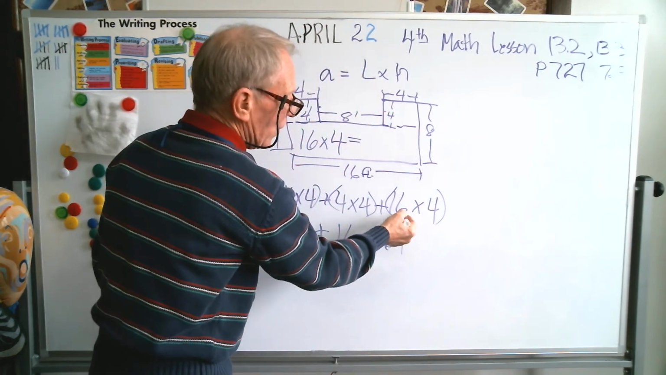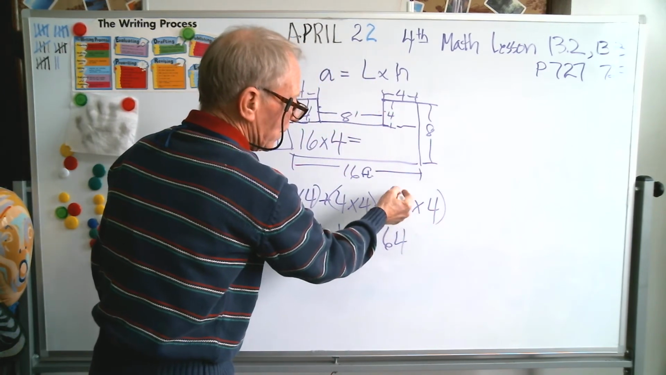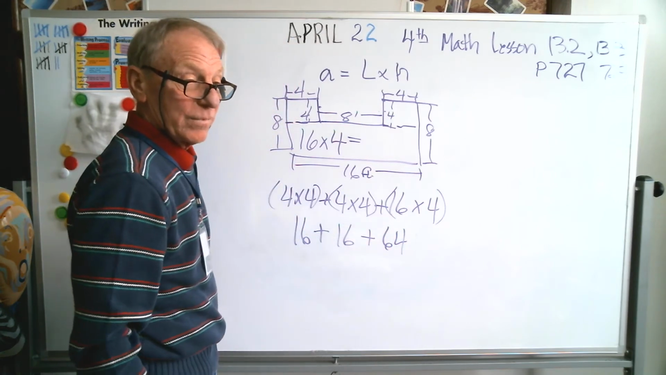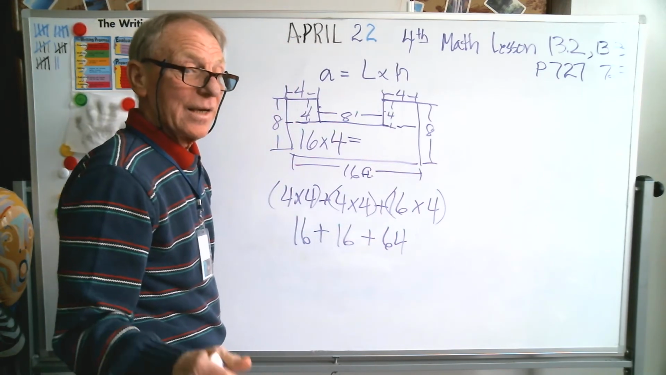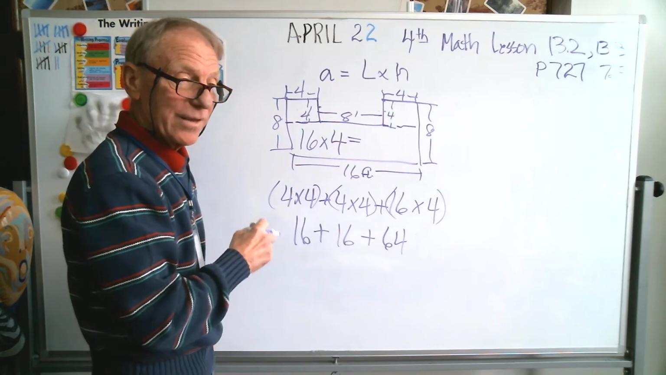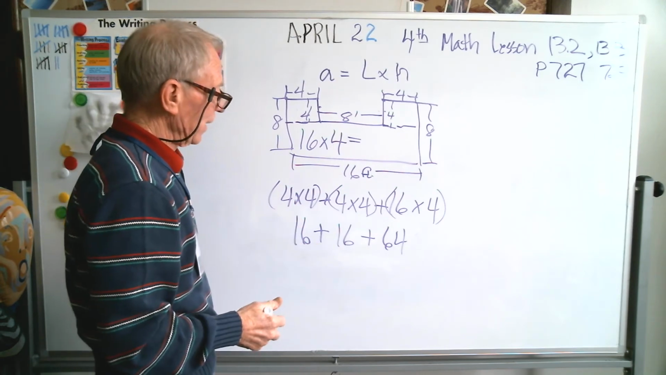4 times 6 is 24. 4 times 1 is 4, plus the 2, 64. Do you see how fast I did that in my head? Now, when you can do multiplication in your head that fast, you'll be really good at this.